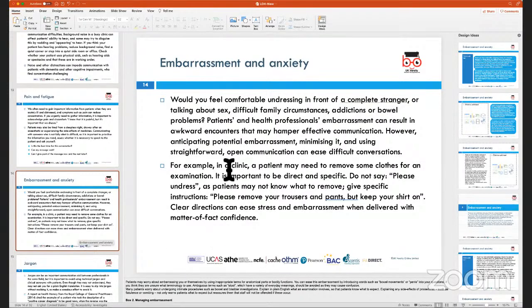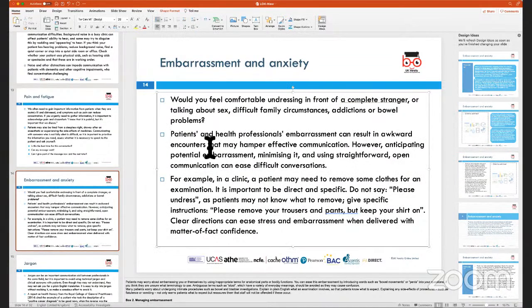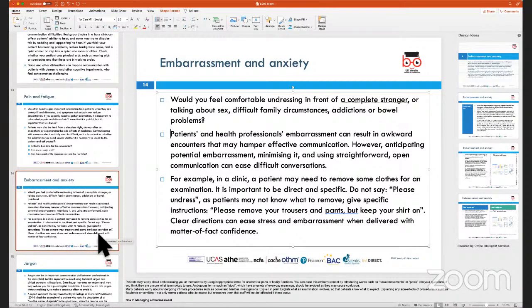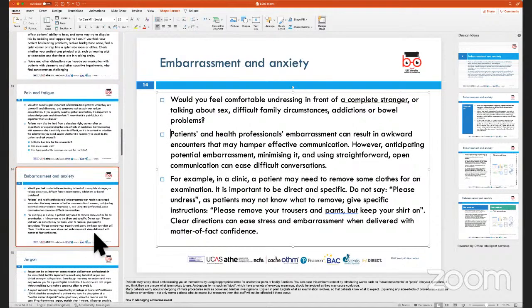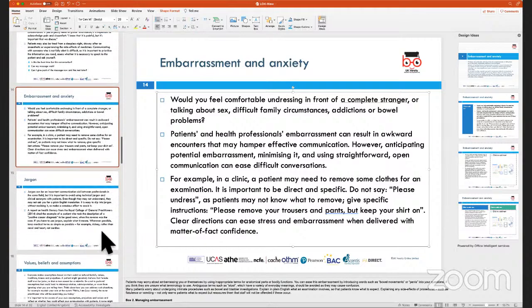So here what tends to happen is that patients and healthcare professionals need to communicate effectively, and if the communication is not done, then it can lead to embarrassment and anxiety at the patient's end. And that would mean that the patient might not be very cooperative, or might be dissuaded from undertaking the procedure and things like that.